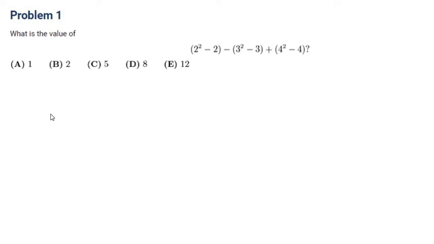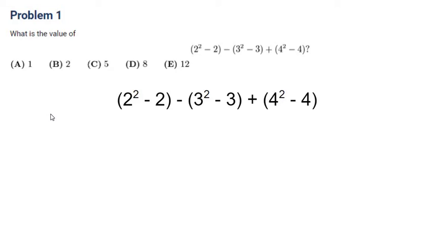Today we'll be looking at problems 1 through 5 of the AMC 10A 2021. The first problem reads, what is the value of (2 squared minus 2) minus (3 squared minus 3) plus (4 squared minus 4)? So this is a simple PEMDAS problem.